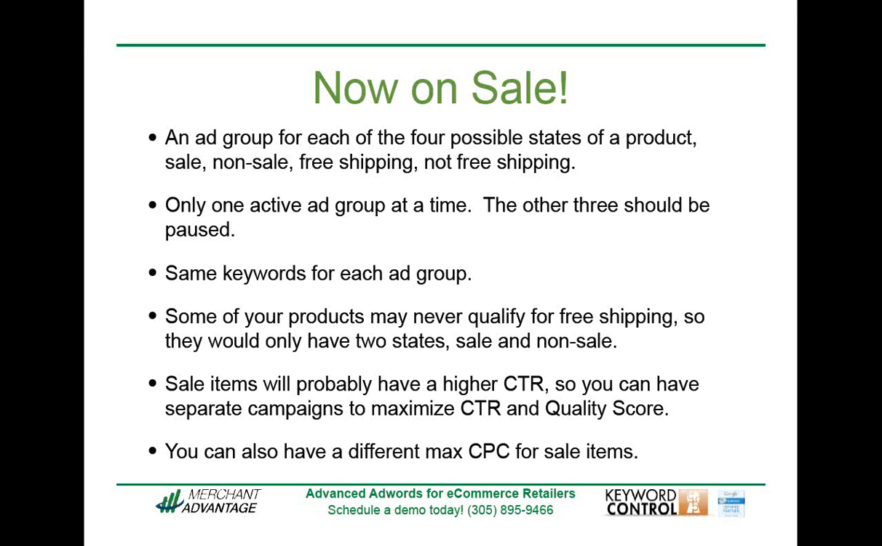You might have 2. It might never be qualified for free shipping. It might never go on sale. That's fine. Whatever those categories might be, here's a great way to segment your campaigns for quality score. Sale-priced items with free shipping are probably going to have a higher click-through rate. So you probably want to have a dedicated campaign for that category. Not only will Google treat them differently, but you'll probably also want to treat them differently. So you might want to have a different max CPC for each one of these categories as well.